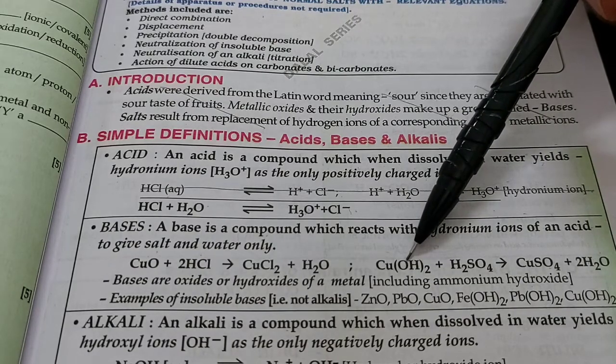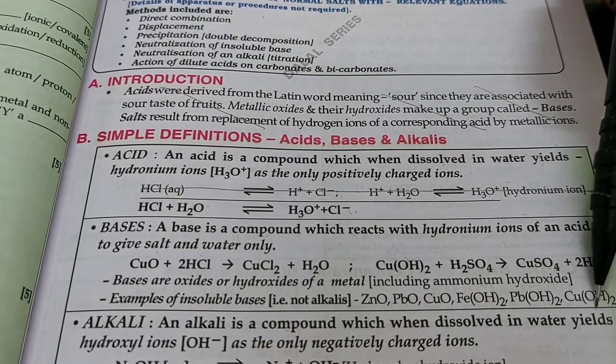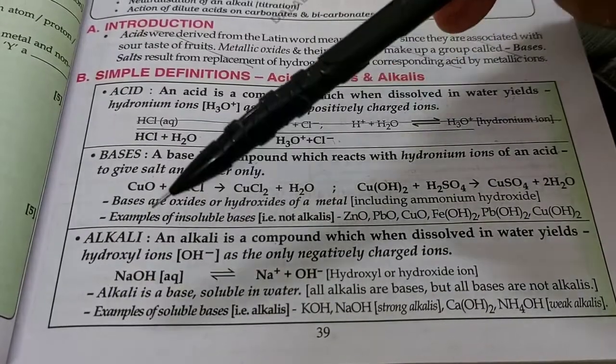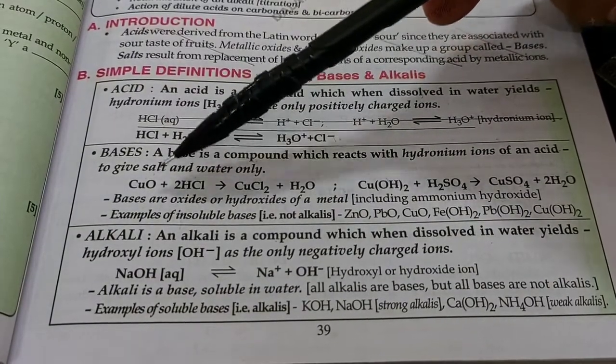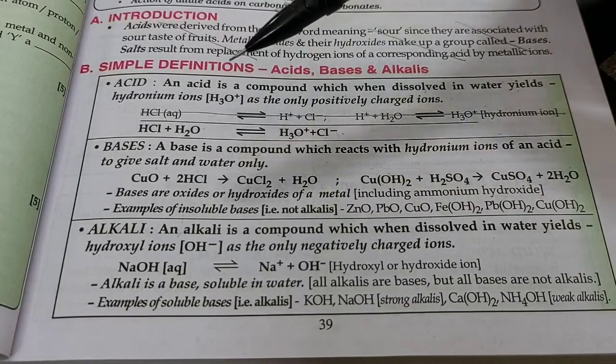Many bases are insoluble in water. So these are the examples of those. But there are some bases which are soluble in water. They have a special name, alkalis. So all alkalis are bases, but not vice versa. An alkali is a base which dissolves in water. So how do we define it?